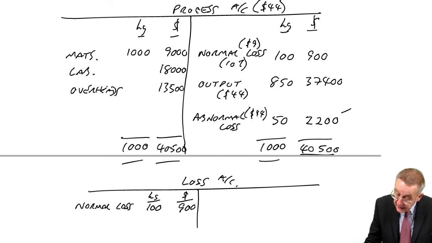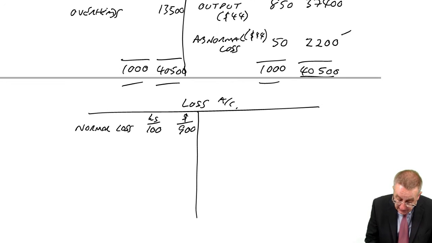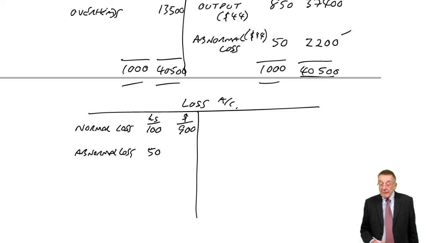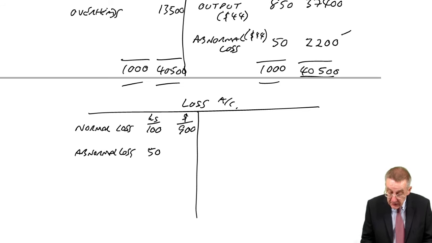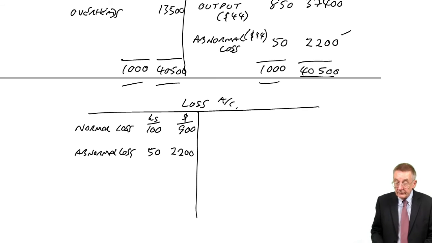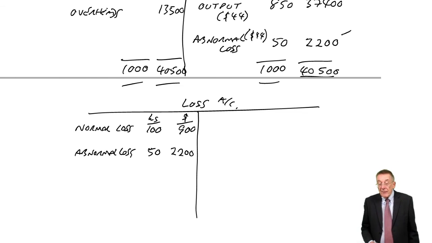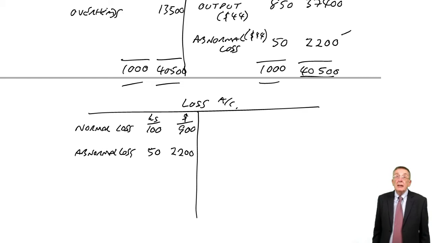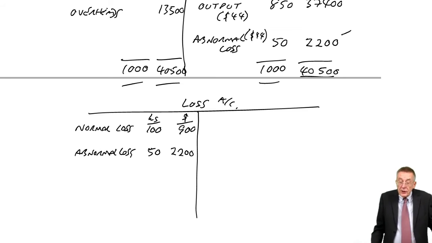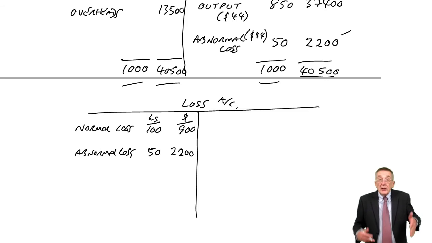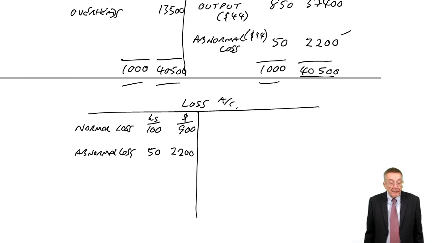Later on, we found there was an abnormal loss. Another 50. And they're valued at 2,200. One more thing happens though. In total, we did lose 150. All right, 100 normal, 50 abnormal. We did waste 150. And we do assume that all the losses, all 150, can be sold as scrap for this $9.